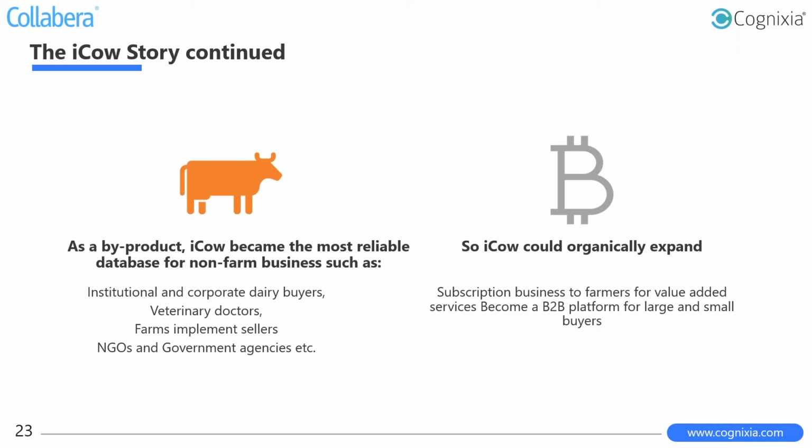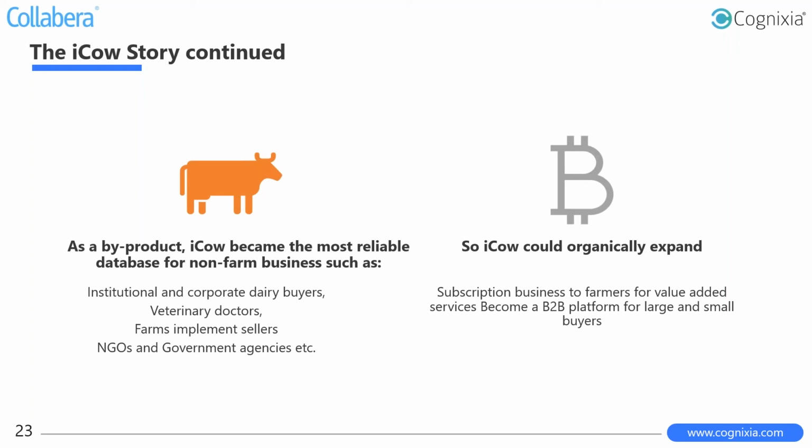So as a byproduct, iCow became the most reliable database for non-farm businesses, right? Like veterinary doctors started connecting to her, and she's connecting with the farmers. So farmers started using her platform for taking that kind of help also.